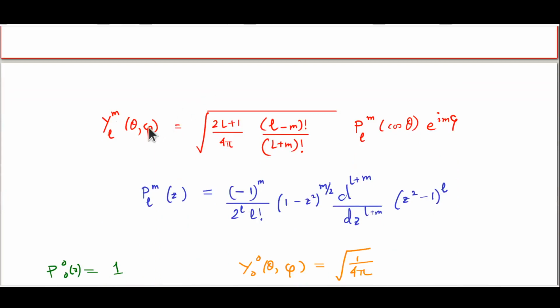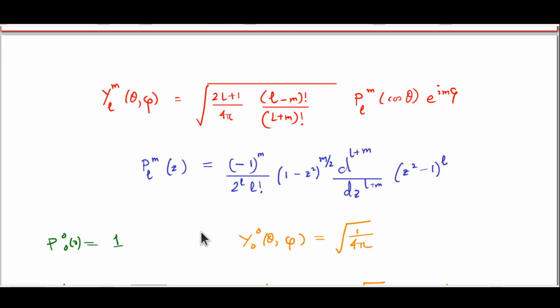So starting from the definition that we have of YLM theta phi, and helped along with Rodrigues' formula for PLMZ, we can easily figure out the PLMZs and YLM theta phi's for various values of L and M, and I'm just going to list down the smallest few. That is, those for the smallest L's and M's.